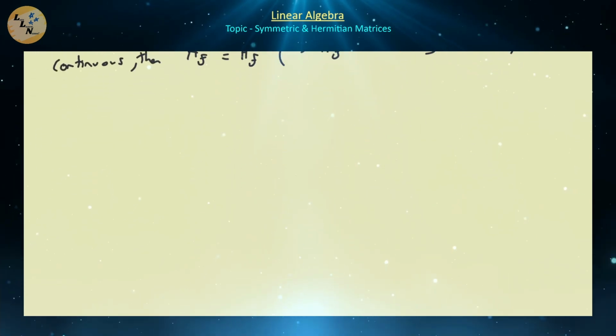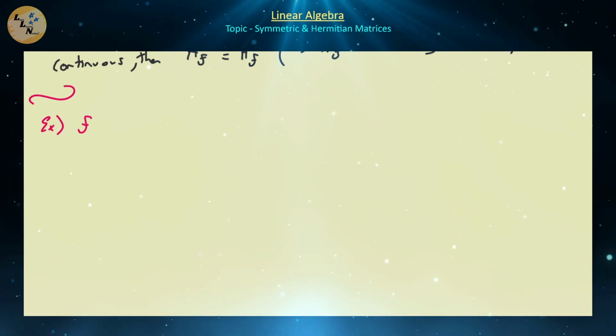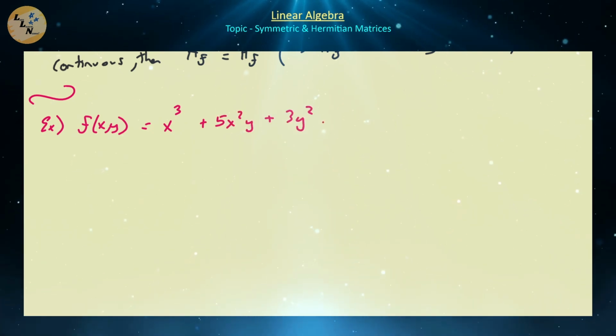Let's do a quick example of this, just in case you don't remember multivariable calculus. Let's assume that f of two variables, so this is a three-dimensional function, is equal to x cubed plus 5x squared y plus 3y squared. Let's take some partial derivatives. So let's take the partial derivative of f with respect to x. That means all the y's are constants.